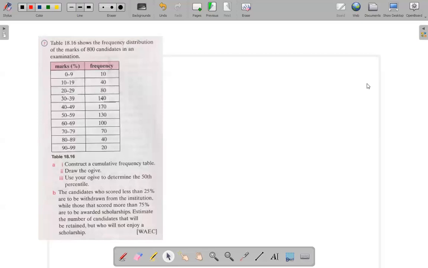With this past question, there will be a cumulative frequency table constructed. The cumulative frequency table should contain the marks, which are given in intervals here. We should also have the class boundary of these marks, since it is the class boundary we use to draw the Ogive. We draw the Ogive by plotting the graph of cumulative frequency against the class boundary. Because of that, we need to have the class boundary. So, first of all, let's get our table set.